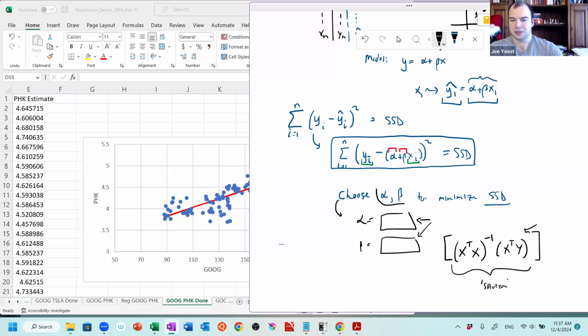So there is a closed form solution for alpha and beta, and you basically just plug in the data points, the x's and the y's, into here. These x's are just lists of all the x's, and this y is just a list of all of the y's, and that's the solution. So that is the choice for beta, and then you can pretty easily find alpha from there. But that's the choice for alpha and beta that you need to minimize the sum of the squared errors.